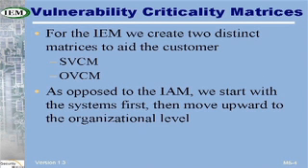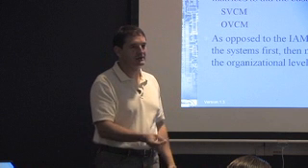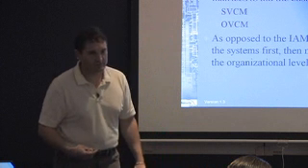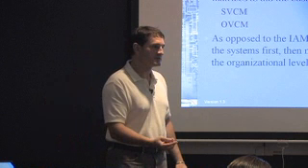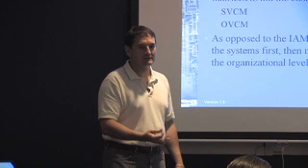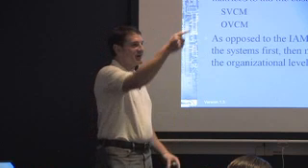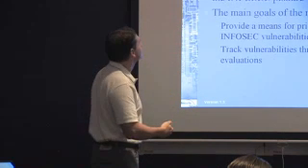Now, in the IAM, we focused on the organizational level first. We created the organization's information criticality matrix first. Then we created system criticality matrices. Well, this time, we're going the other direction. We're going to start at the system side, and then we're going to roll that up into an organizational one. So if you think about it, it makes a complete loop. We've gone top to bottom, bottom back to top. So we're back to the top.